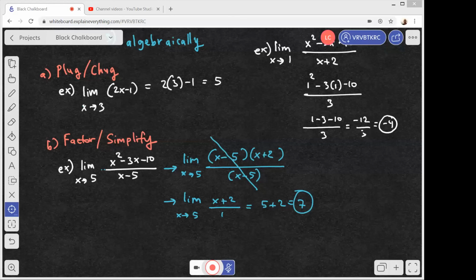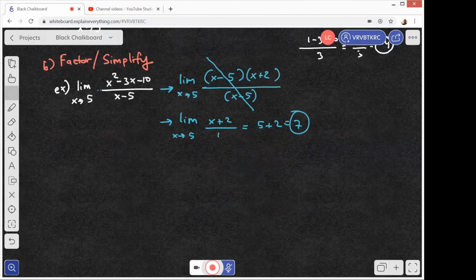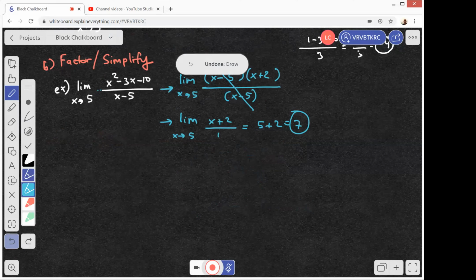All right, so now let's do another factor and simplify. Factor and simplify. Here we go. Example. Oh no, it has to be white just to be consistent. All right, example. So we have the limit of the function. The function is x cubed minus 1. That's a 3. That's a 3. Let me fix that for you. Don't want you to make a typo. 3, x to the third power minus 1 all over x minus 1.